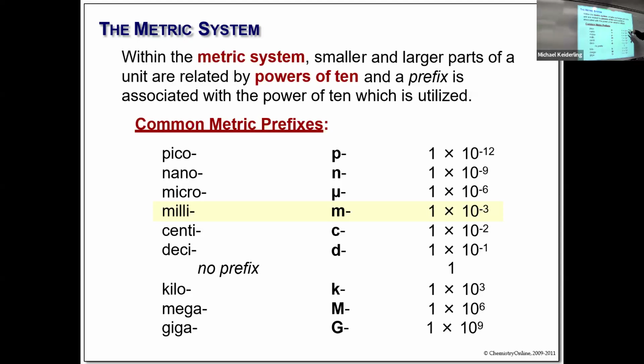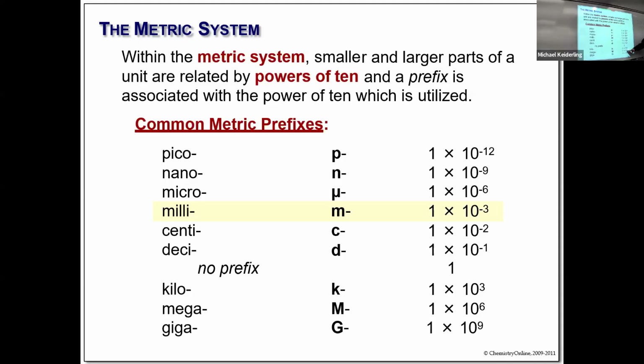And so from the smallest, pico is 10 to the minus 12, nano is 10 to the minus 9, micro is 10 to the minus 6, that's millionth. Milli is 10 to the minus 3, that's thousandth. Centi is 10 to the minus 2. Deci is 10 to the minus 1.